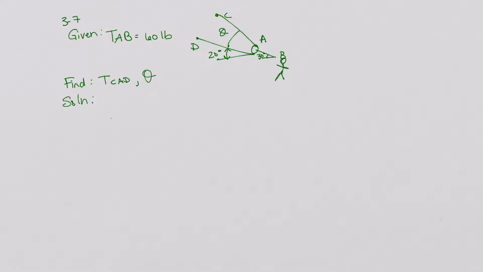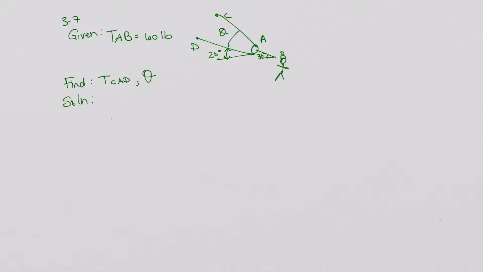So this is problem 3.7 out of your book. Basically, we have a pulley and a man pulling a rope at B. And we know that the tension he puts in the rope is 60 pounds. And then at the pulley, there's a rope that's connected from C all the way around to D around the pulley, so it'll have that same tension in the rope.